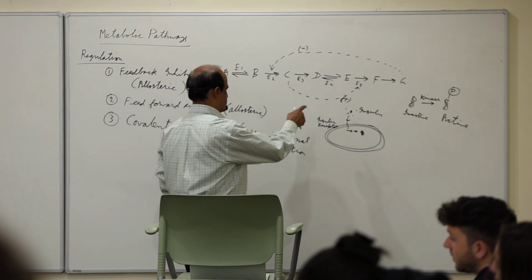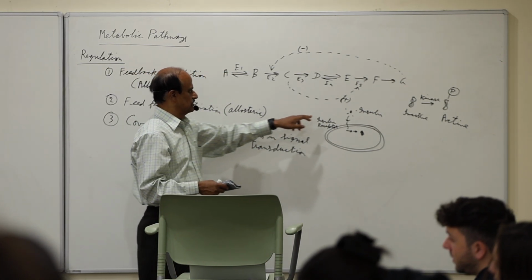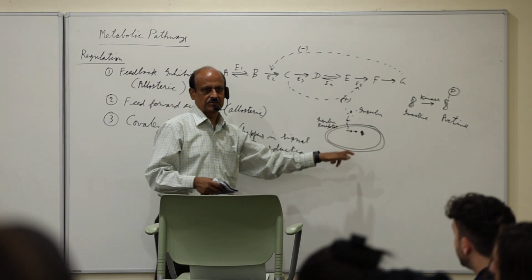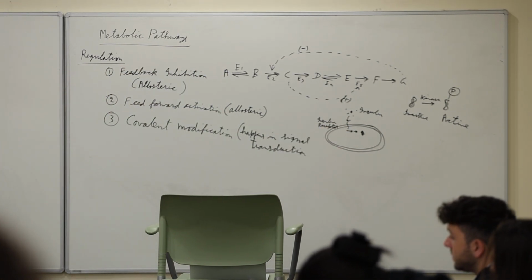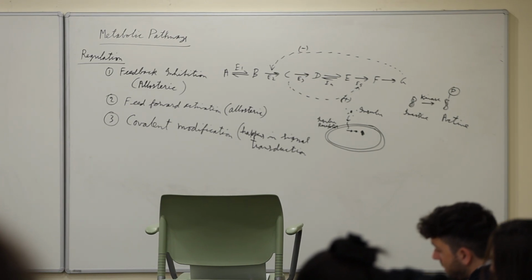Now, this is called signal transduction. That means the protein doesn't enter the cell, but the signal goes in, and then it works by forming a covalent bond on an enzyme and activating it. So that's regulation by forming a covalent bond.